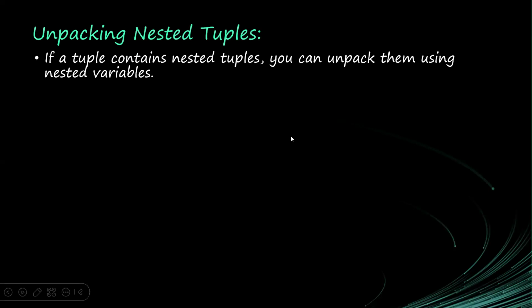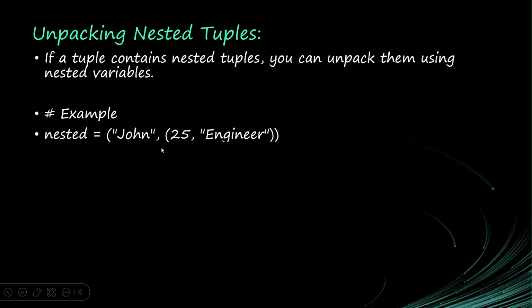So, unpacking nested tuples. If a tuple contains a nested tuple, you can unpack them using nested variables. Okay, so we have John and we have a nested tuple. So name, then this is how you unpack the other one. Because if you unpack like this, John will be assigned to name, and this one is also a tuple. So if you want to unpack this nested tuple, you have to put these parentheses like this. So basically, we are also unpacking this nested tuple.